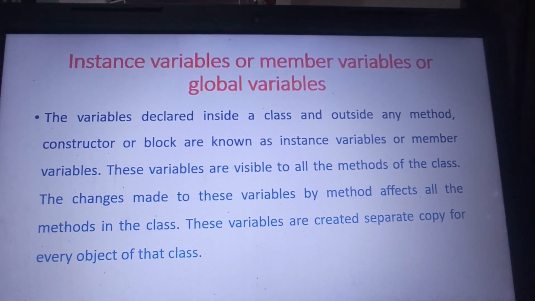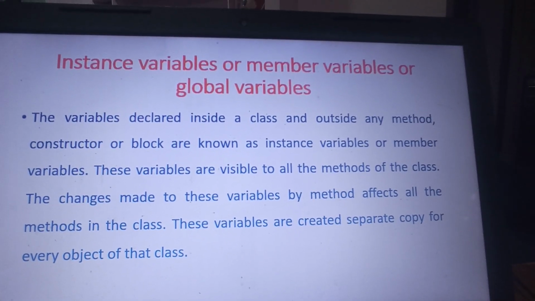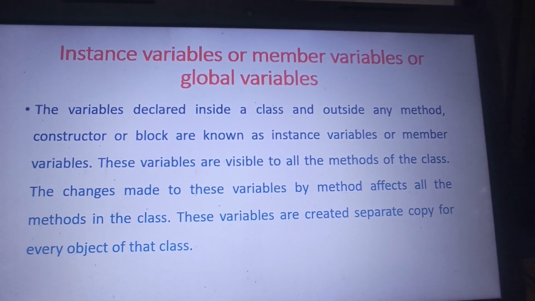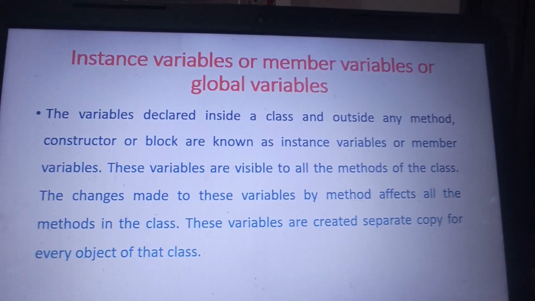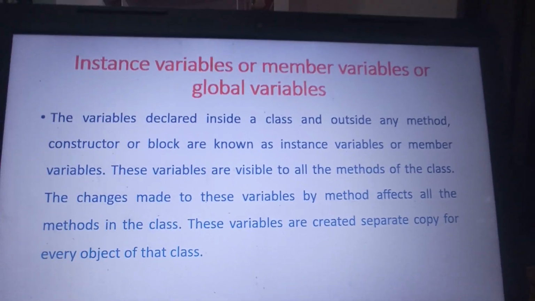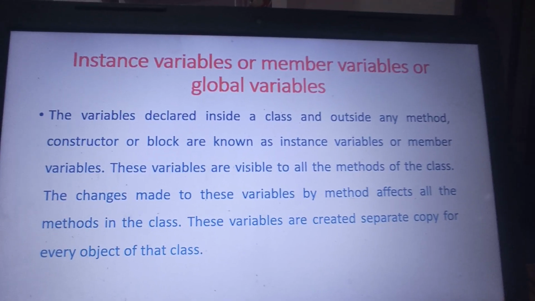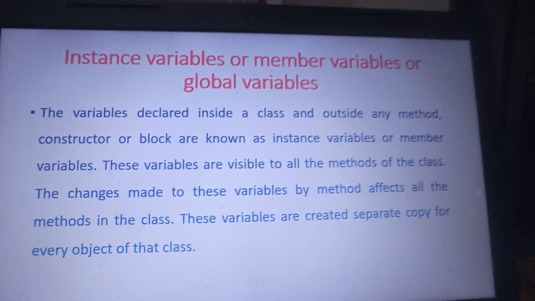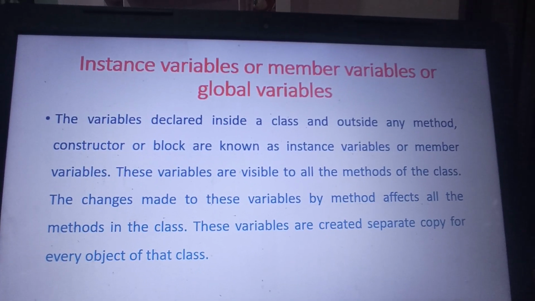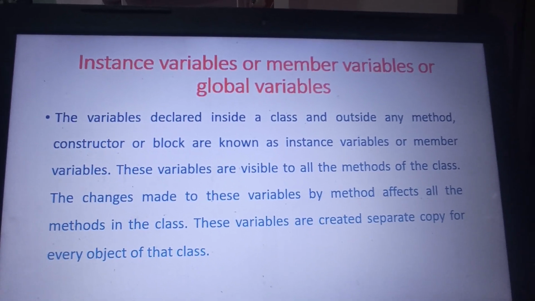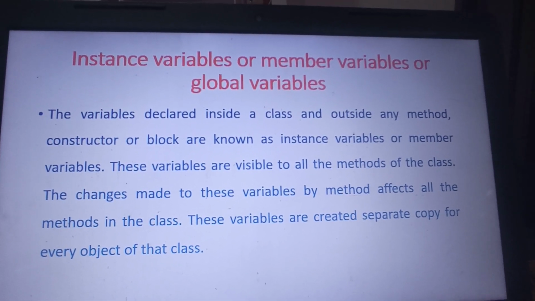The changes made to these variables by a method affect all the methods in the class. For these instance variables, each copy is created separately for each object. Means you declare one variable like int a equal to 10, or int a. Later you declare two objects, object 1 and object 2. Now object 1 dot a equal to 10, object 2 dot a equal to 20.